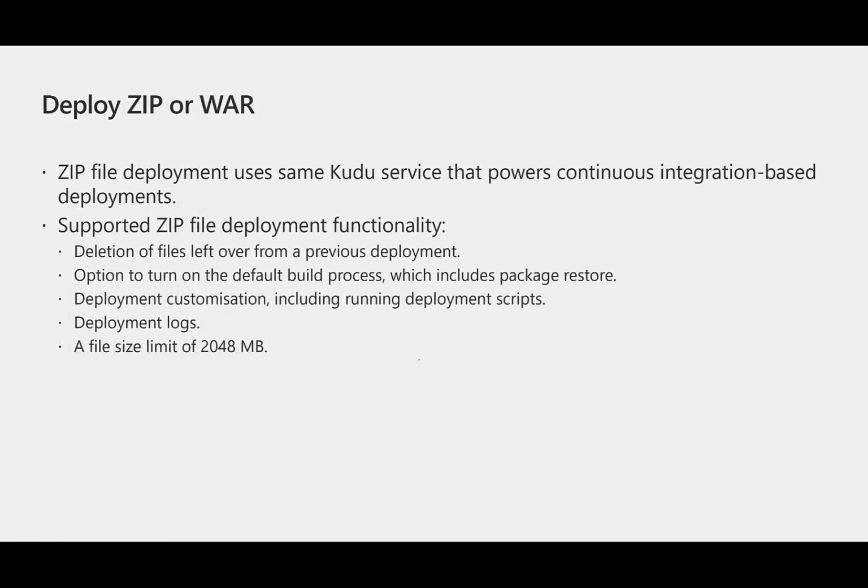We'll start with deploying using a zip or WAR file. Zip file deployment uses the Kudu service for deployment. When you're using zip deploy, files will only be copied if their timestamps don't match what is already deployed. Zip deployment supports deletion of files which are left over from previous deployments. You can turn on the default build process, which includes package restore. You can customize your deployment using deployment scripts, and there is a file size limit of 2 gigs. A WAR file deployment deploys your WAR file to App Service to run your Java web app.